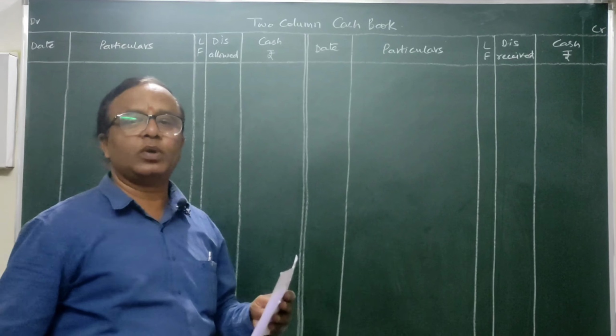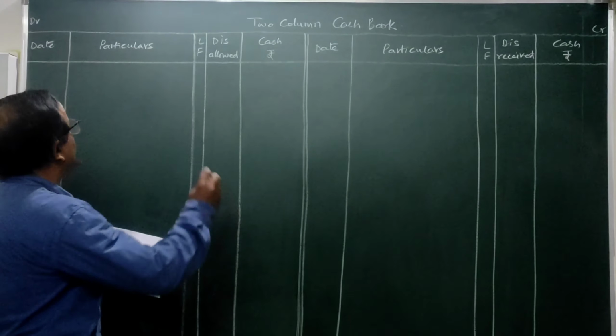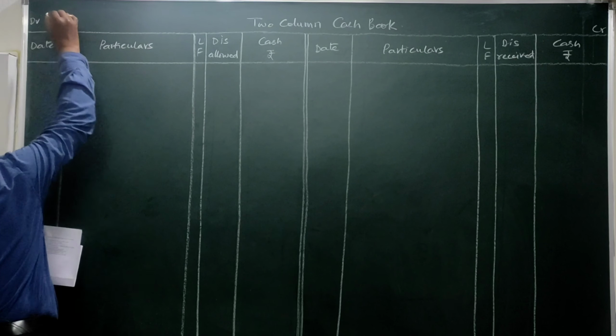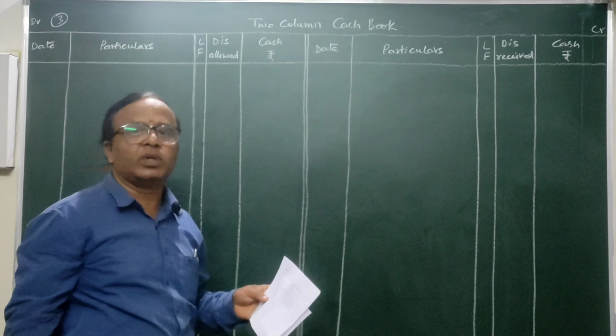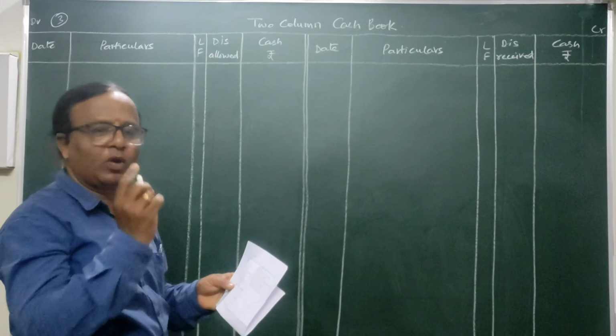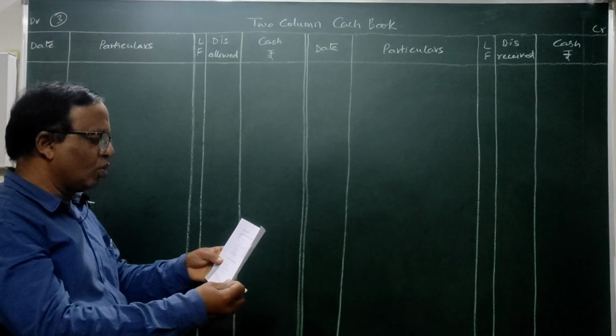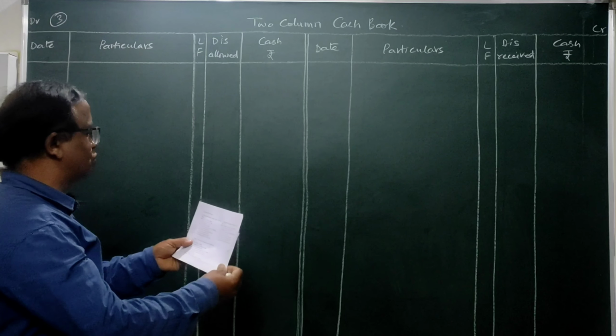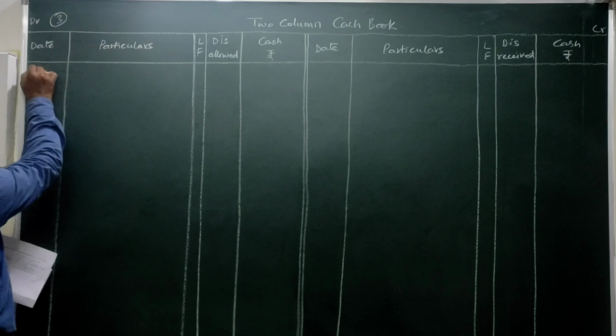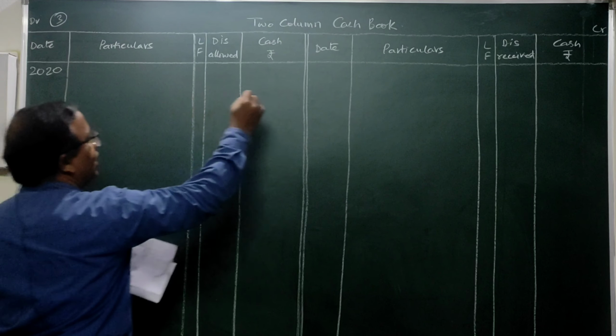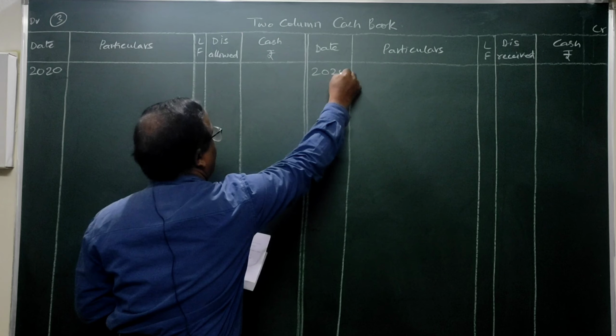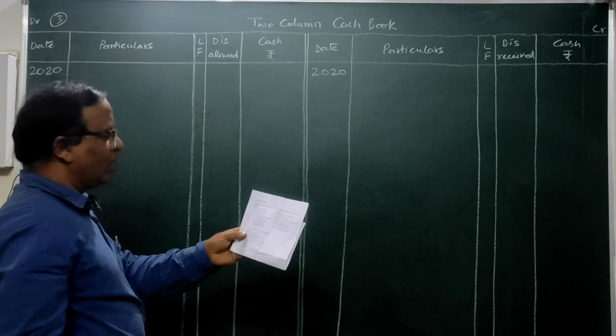Okay, problem, double column cash book or two column cash book. Third problem I am doing. You can go through the description, I have given the problem there. First problem I have done. Now the third problem I am doing. See, prepare a two column cash book from the following. The year is 2020. So 2020 you have taken. Next, February 1, what is said?